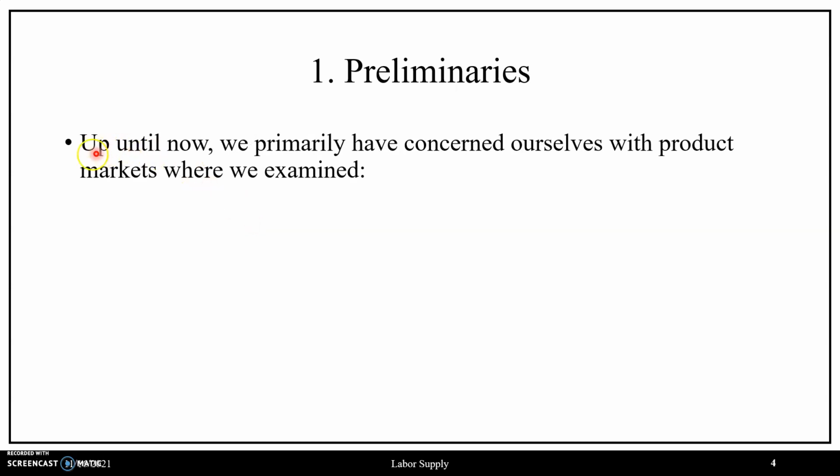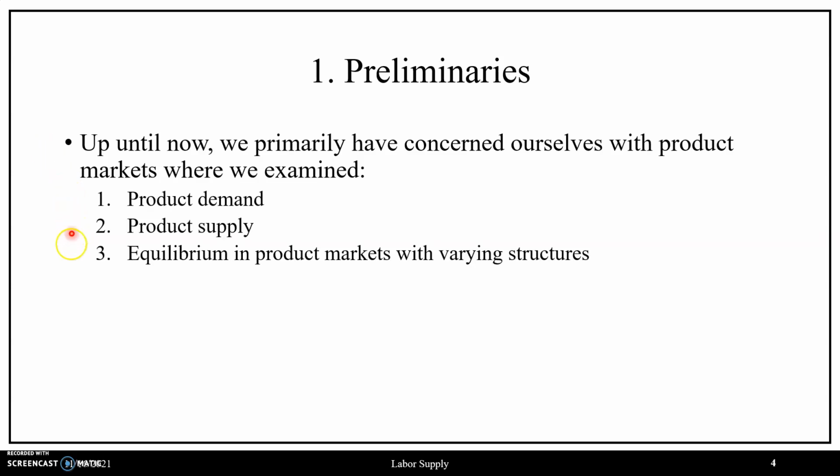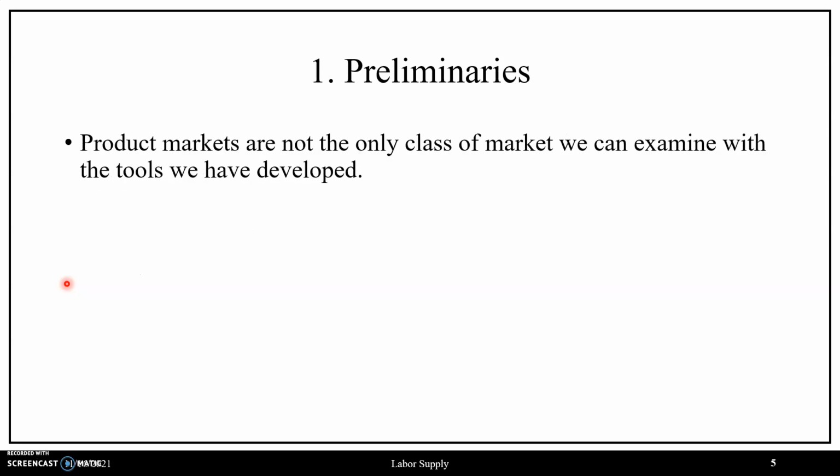We're beginning with the preliminaries. Up until now, we primarily have concerned ourselves with product markets, where we examined product demand, product supply, equilibrium in product markets with varying structures, as well as government intervention in which market failure existed due to a particular market structure or due to the presence of external costs.